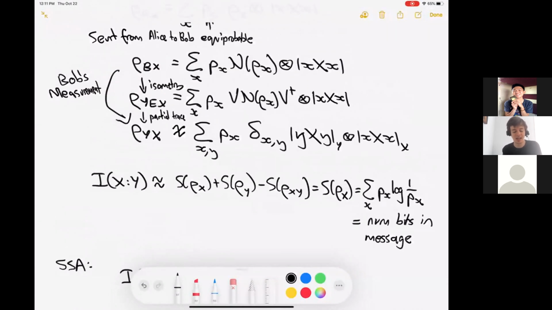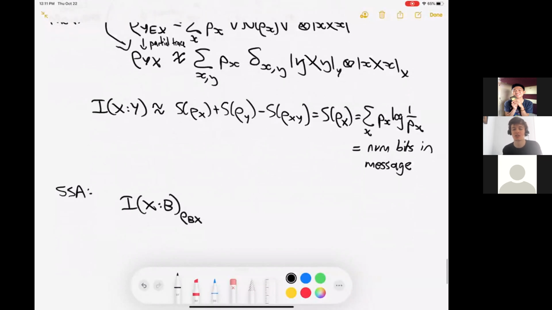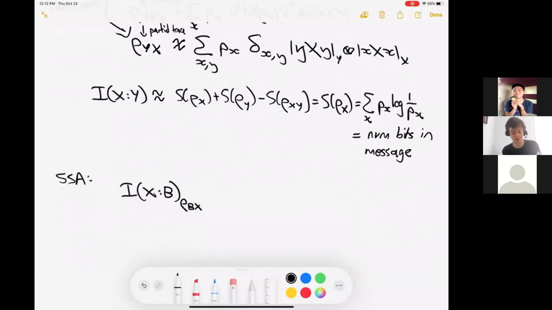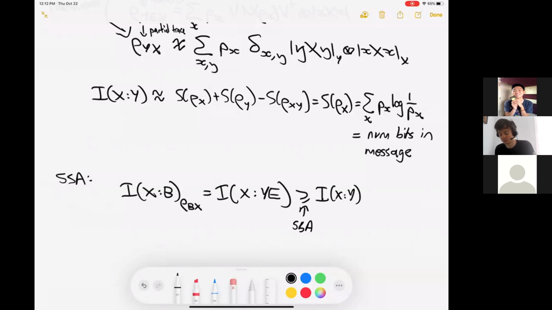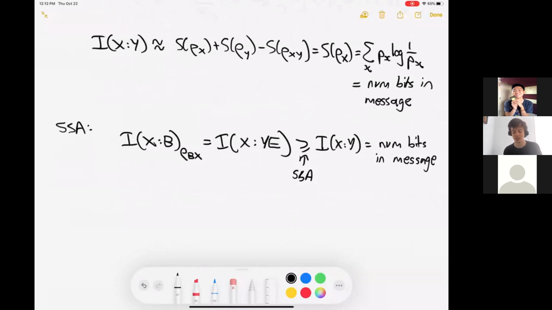Going from rho bx to rho yex was just an isometry, and an isometry can't change entropy, because it's just a unitary, like treating something as a subspace of a larger thing. So this is equal to the mutual information between X and YE. But then strong subadditivity means that the mutual information between X and YE is greater than or equal to the mutual information between X and Y, which is the number of bits as before. So what we've shown is that the mutual information between X and B has to be at least as big as the number of bits in the message.